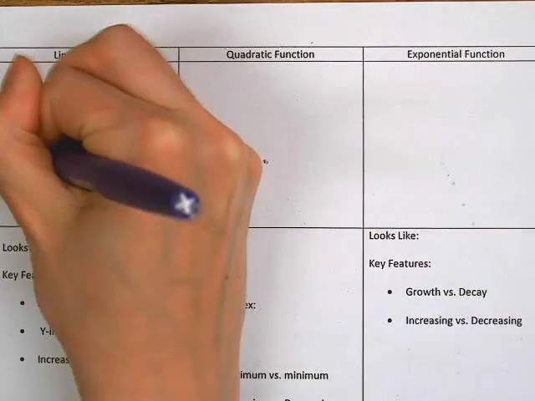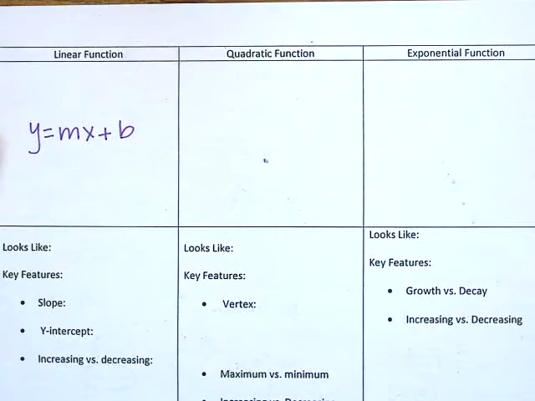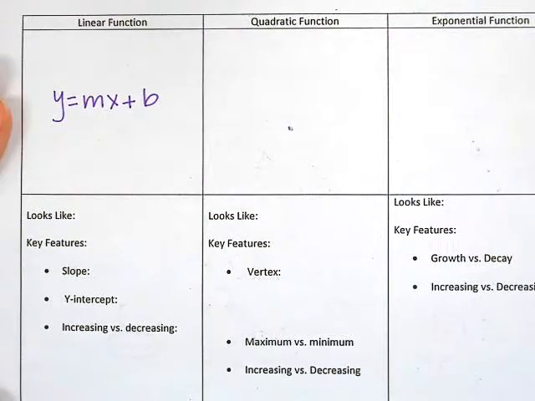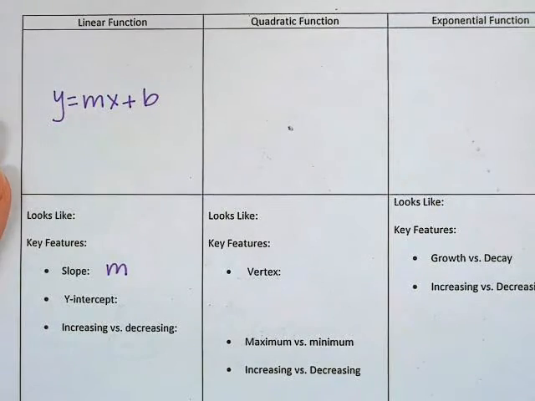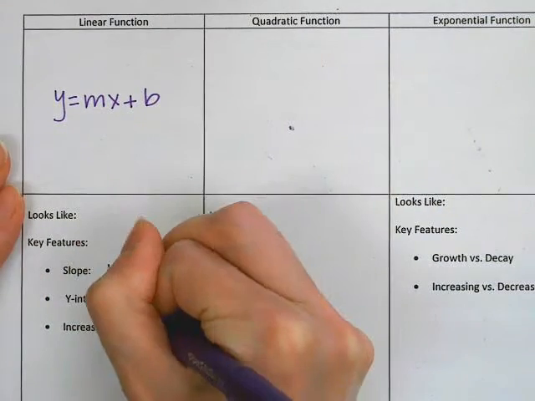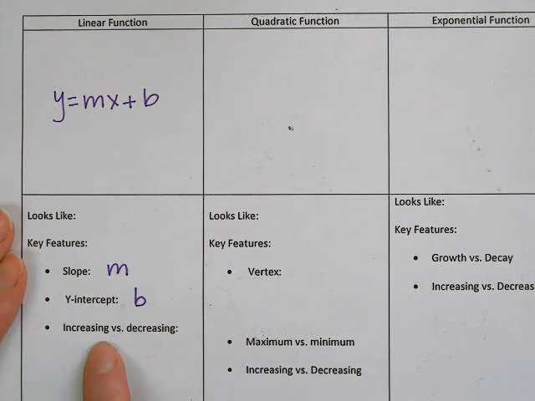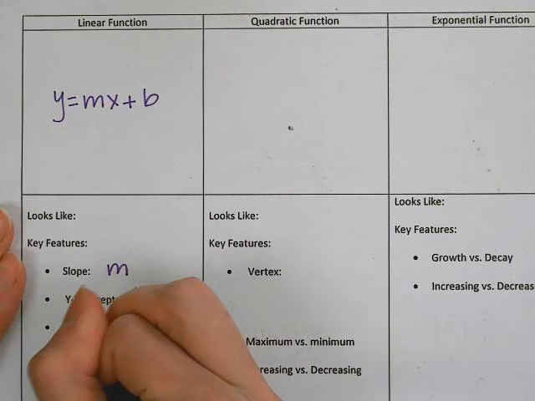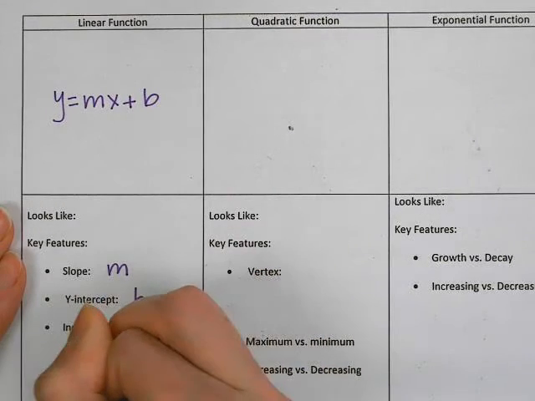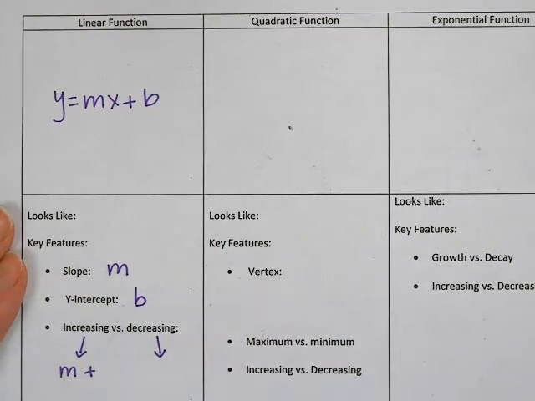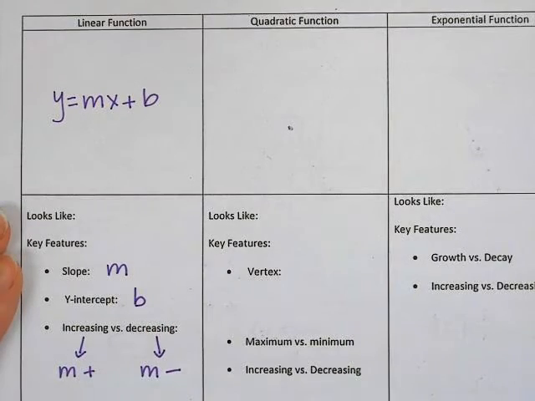A linear function is y equals mx plus b. The slope would be the m. The y-intercept would be the b, and then you would know if it was increasing or decreasing based on the slope. It would be increasing if m is positive, and it would be decreasing if the slope m was negative.